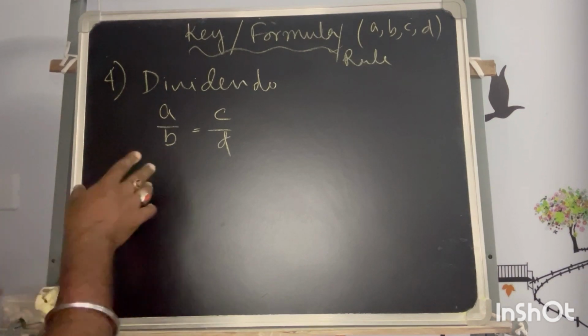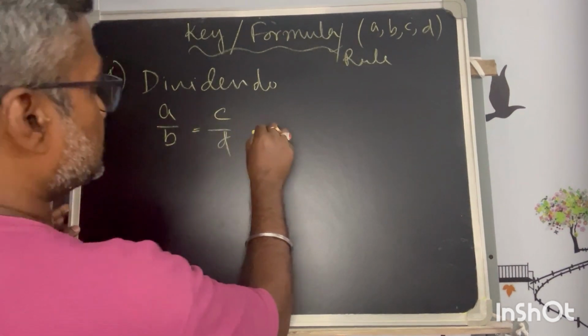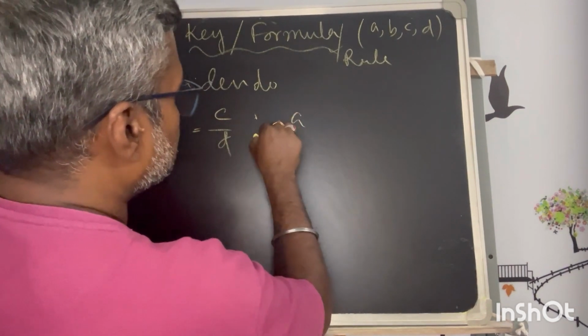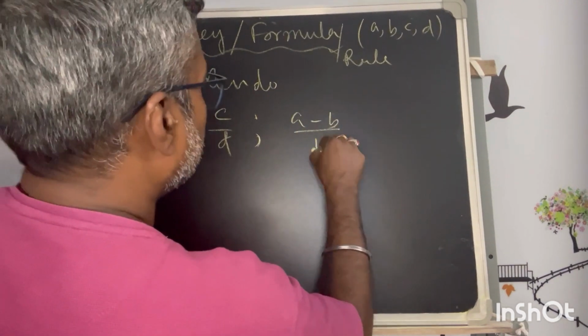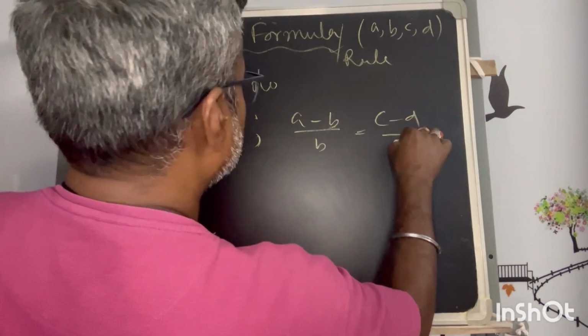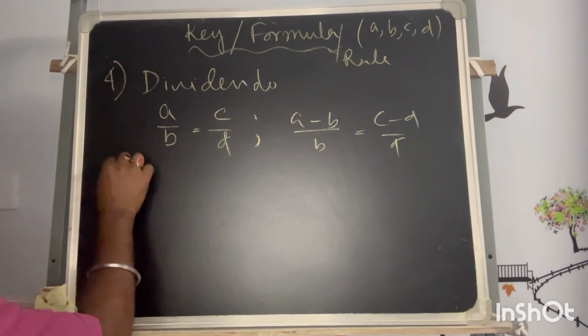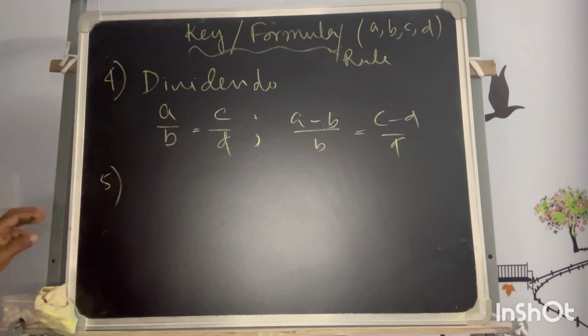accordingly. Dividendo is applicable. If this is this, then we can say a minus b by b is equal to c minus d by d. So this is dividendo.